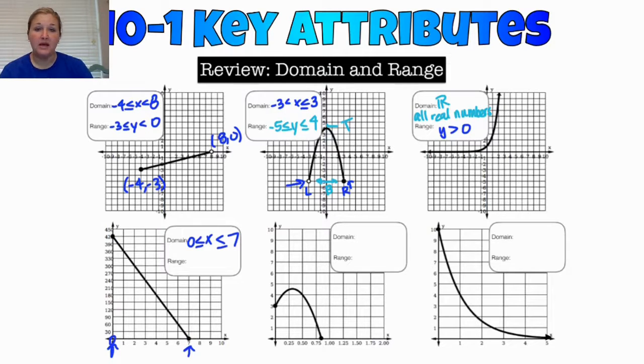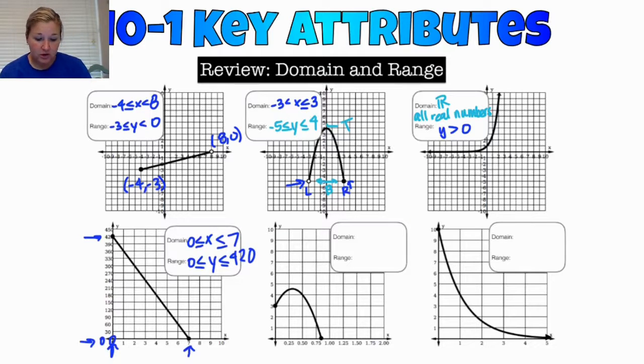So that's the domain. And then for the range, I'll start at the very bottom, which is going to be at 0 as well, and then go all the way to the top, which is 420. Both of those are equal to because they are both filled in.